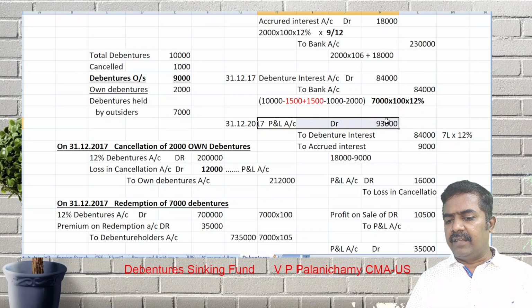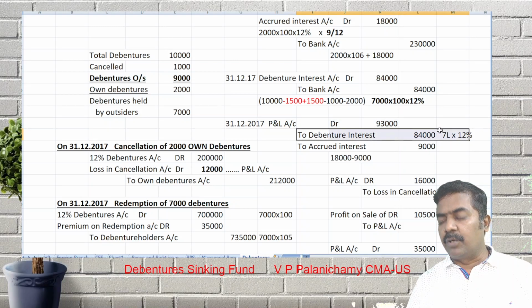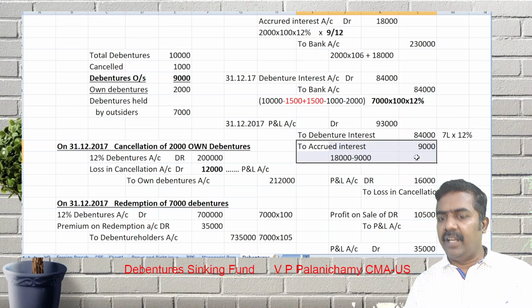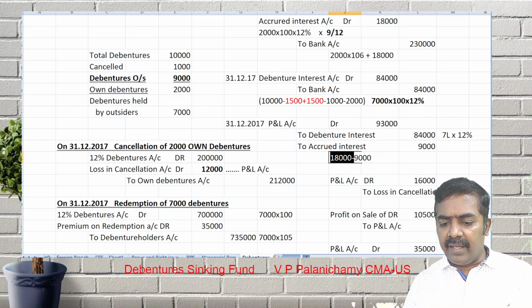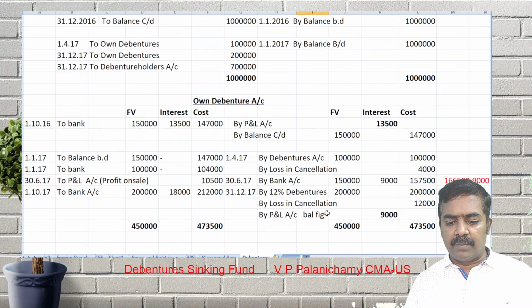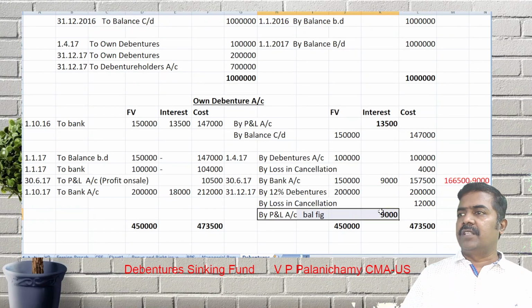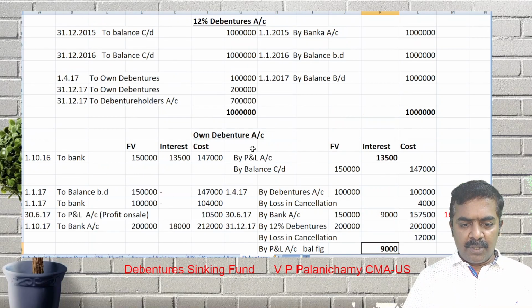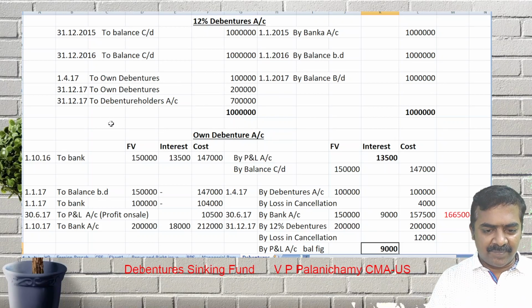P&L account data 93,000. Debenture interest account data எவ்வளவு போட்டிருப்போம்? 84,000. Accrued interest எவ்வளவு போட்டிருப்போம்? 9,000. அங்க போடும்போது பாத்தீங்கன்னா 18,000 minus what? 9,000 போட்டோம் இல்லையா? அதான் இது. 18,000 minus 9,000. This amount is charged in which account? P&L account. So this is the thing for debentures and which one? Own debentures.